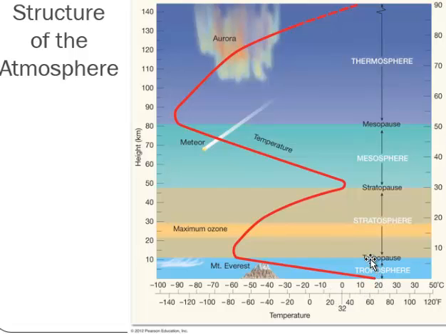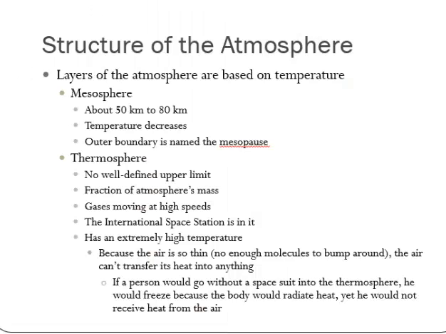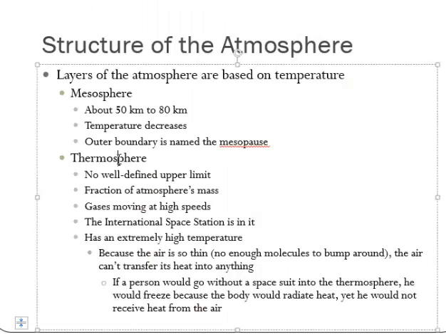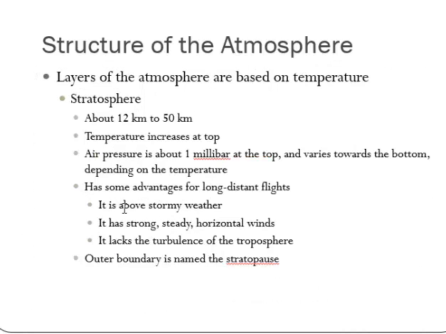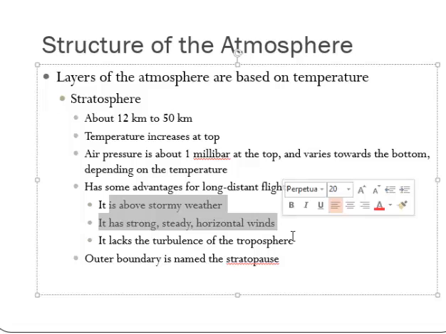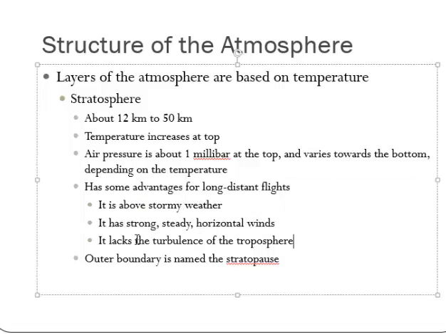Long-distance flights go up past the tropopause and fly somewhere around here, at 37,000 feet, which is in the lower reaches of the stratosphere, where it's quite cold, of course. But there's not as much weather, and not as much moisture to play havoc with the airplanes. Then you have the mesosphere. The advantages of flying in the stratosphere are that it's above the storming weather, it has strong, steady winds, and it lacks the turbulence of the troposphere.